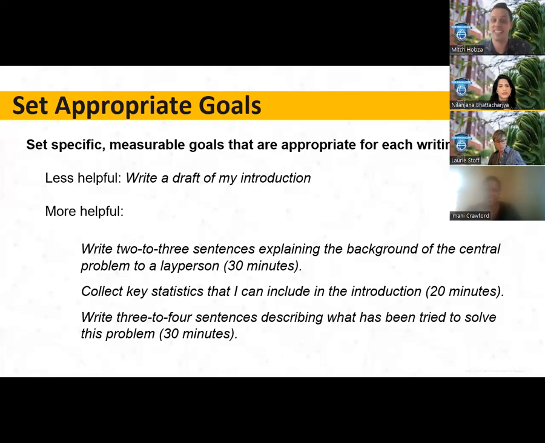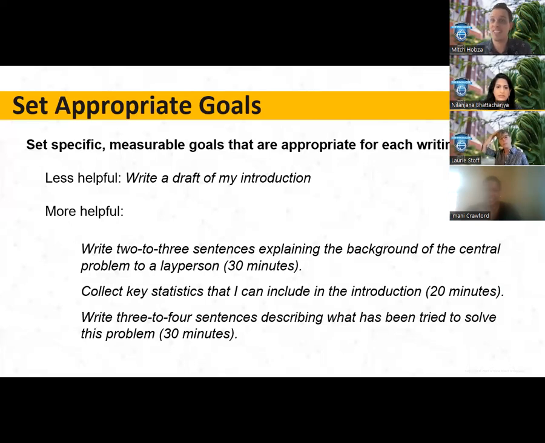Some other examples could include collecting key statistics to include in the introduction, 20 minutes. That example exemplifies how research is part of the writing process. It's not just putting things down on paper, but you have to do preparation work in order to get writing too. Or write 3 to 4 sentences describing what has been tried to solve the problem, for 30 minutes.